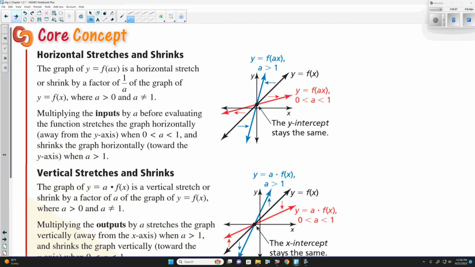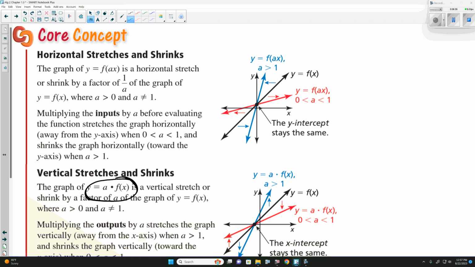The last kind of transformations that we're going to have are horizontal stretch and shrink and vertical stretch and shrink. Now let's look at vertical first. Our notation for vertical stretch and shrink is going to be a times f of x. Whatever the value of the stretch or shrink is, we'll replace it with a and then simplify, kind of doing what we did for reflections across the x-axis. Instead of multiplying the entire function by negative 1, we're going to multiply it by a number.